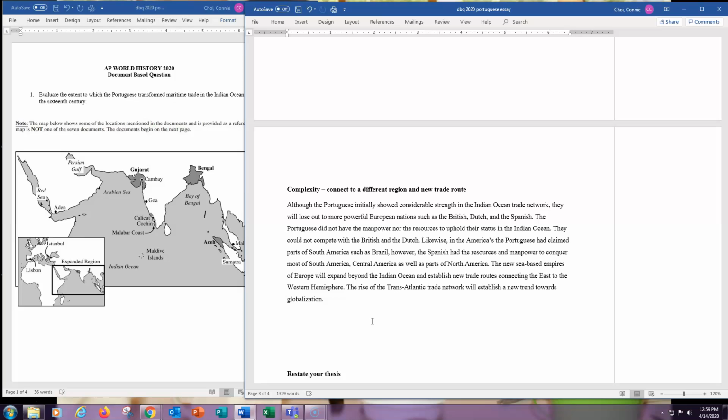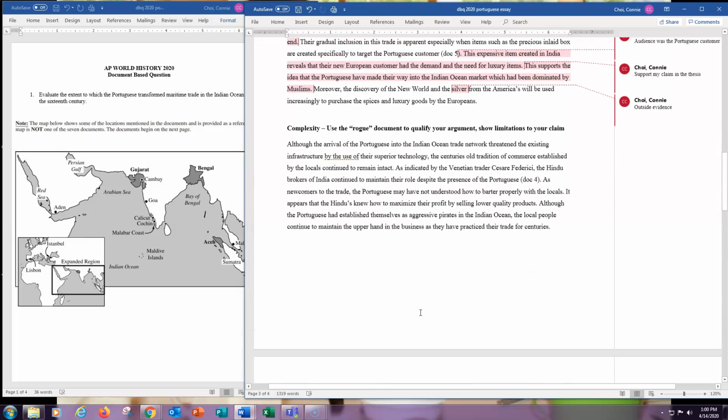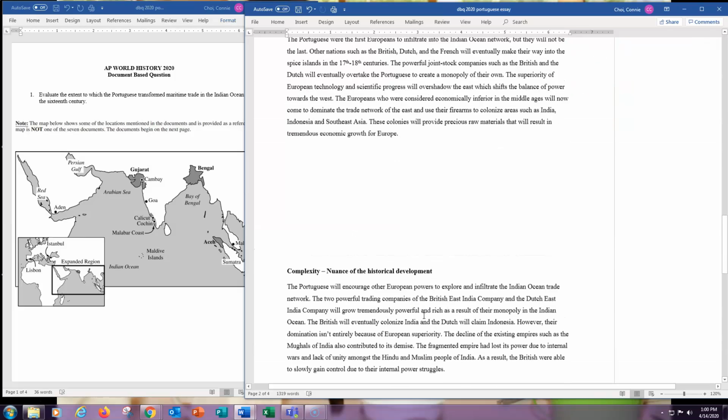So I'm making that comparison between the Portuguese and the other Europeans who will follow suit, but also between two different regions, the Indian Ocean as well as the Americas. And I'm also introducing a new trade network that is going to arise, which is the transatlantic trade network. You can even continue to discuss the comparison of the transatlantic trade network to the Indian Ocean if you'd like. But because of time, I decided to not move forward. But if you had the time, that would be fantastic to discuss this as well. Those are the four different ways to show complexity in your last body paragraph.